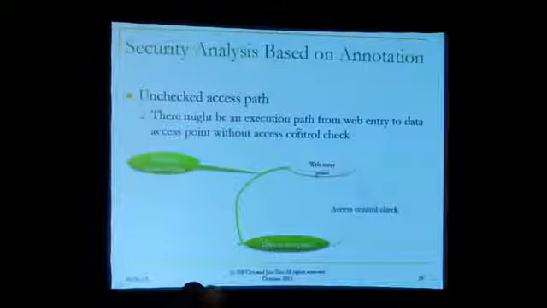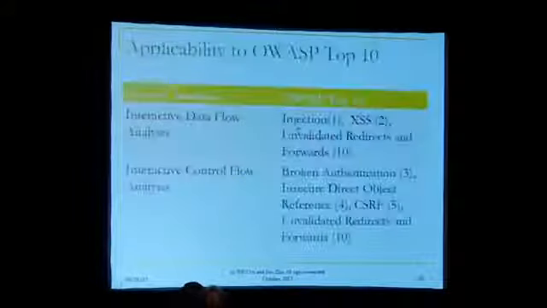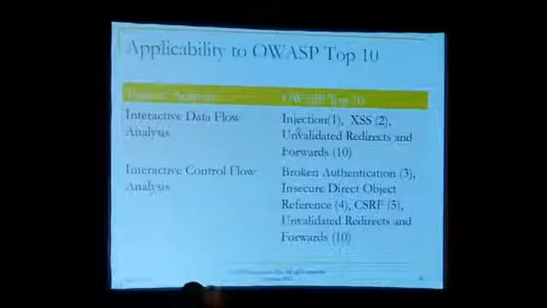So again, this is the high-level picture representation of this. We did our mental mapping of this against the OWASP Top 10. So what sort of problems can we deal with in the OWASP Top 10? Obviously, injection attacks, which we can address with interactive data flow analysis, cross-site scripting, and some parts of unvalidated redirects and forwards, right?